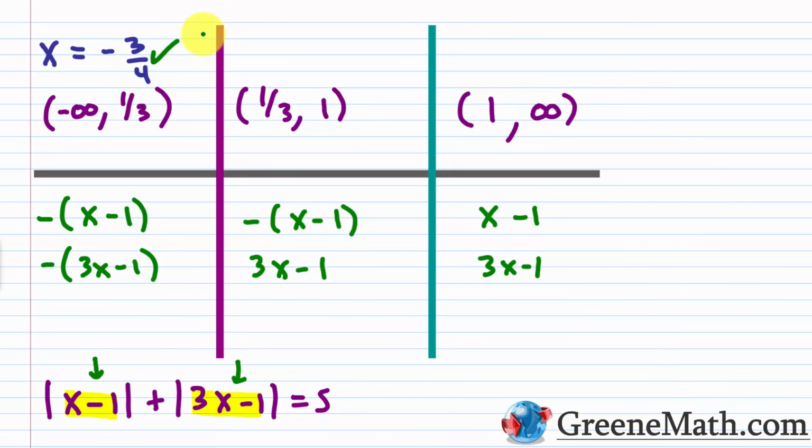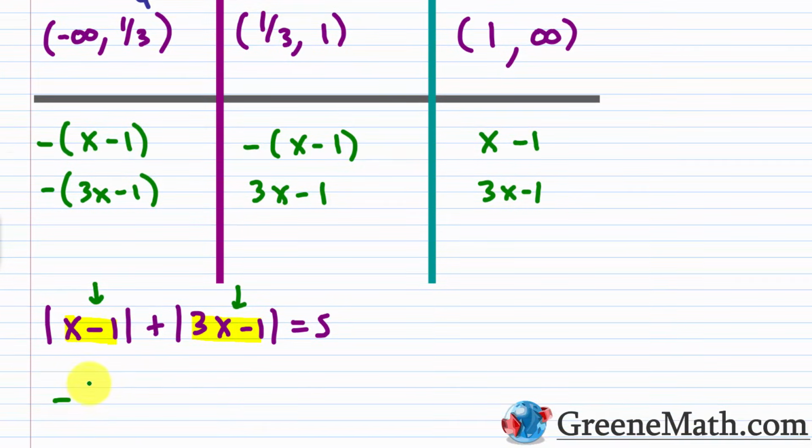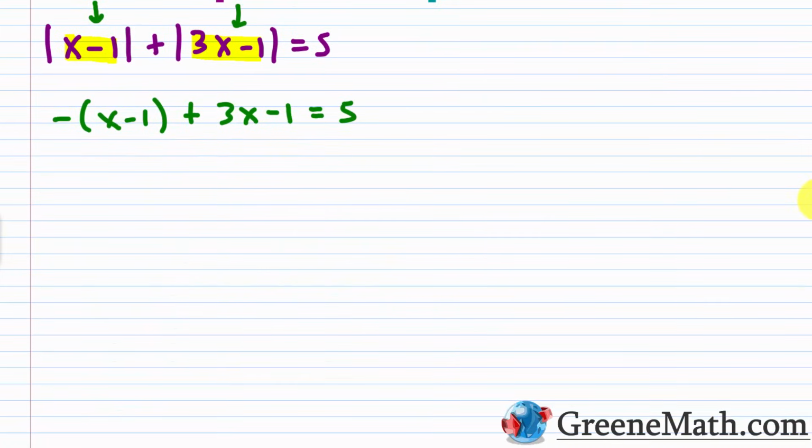Now we're going to work in this interval. So let me go down a little bit. This one right here is going to be replaced with its negative, so the negative of x minus 1. Then plus, this one is positive, so we just say 3x minus 1. This equals 5. Let's go ahead and solve this, and then we will come back up.